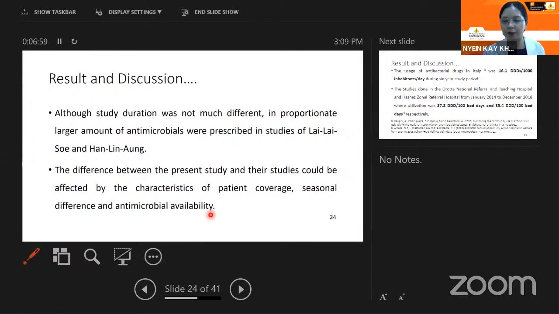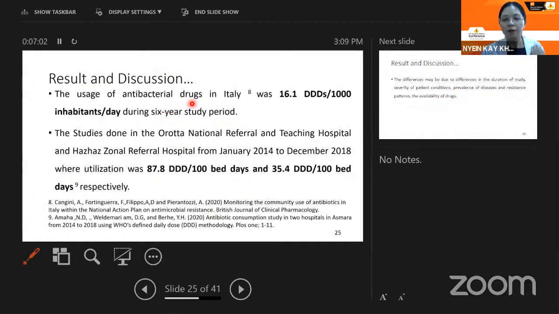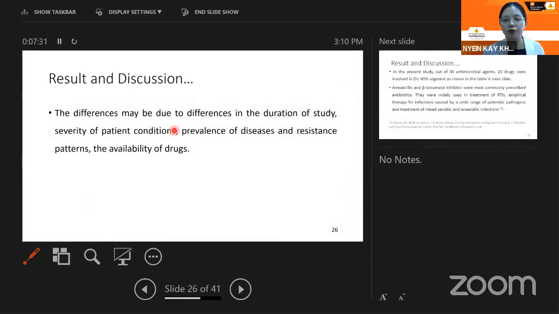For the discussion, the use of antimicrobial drugs in Italy was 60.1 DDD per 1,000 inhabitants per day during a 6-year study period. In a study done at a national referral hospital from January 2014 to December 2018, utilization was 87.8 DDD per 100 bed-days and 35.4 DDD per 100 bed-days, respectively. This difference may be due to differences in the duration of study, severity of patient condition, prevalence of diseases, resistance pattern, and the availability of drugs.